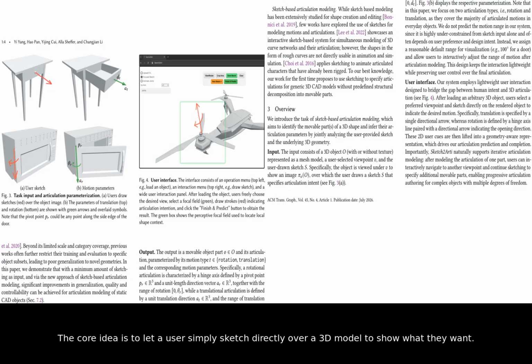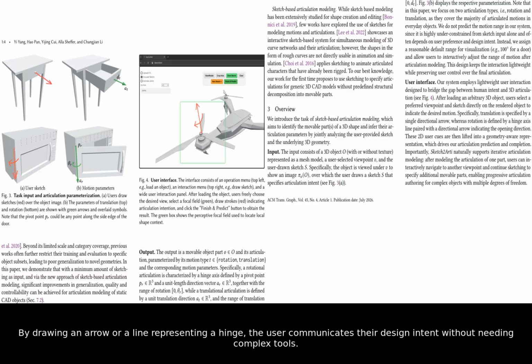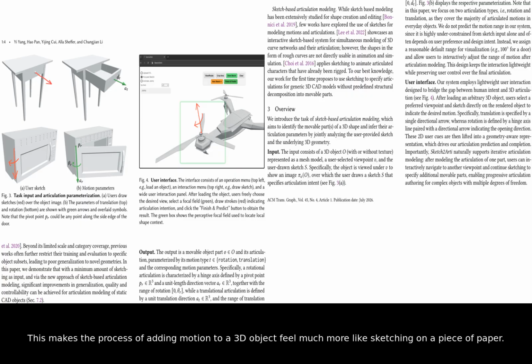The core idea is to let a user simply sketch directly over a 3D model to show what they want. By drawing an arrow or a line representing a hinge, the user communicates their design intent without needing complex tools. This makes the process of adding motion to a 3D object feel much more like sketching on a piece of paper.